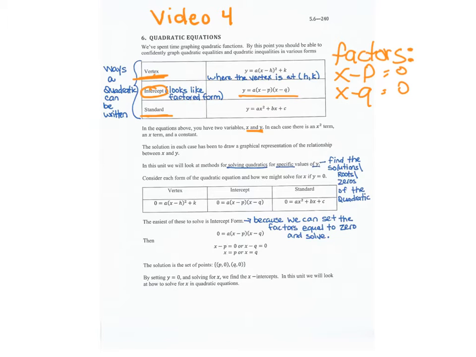And they are also called the x-intercepts of the quadratic. So we have vertex form, intercept form, and standard form. Obviously, the easiest of these to solve is intercept form because you already have your factors, and we can set those factors equal to 0. By setting the factors equal to 0, we find the x-intercepts, which is where it crosses the x-axis.